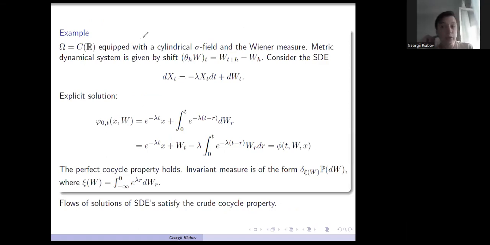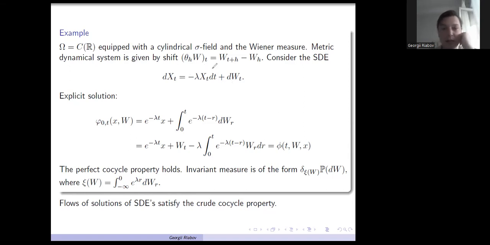Let's look at a very simple example where a stochastic differential equation actually gives the perfect cocycle. So this is the equation for the Ornstein-Uhlenbeck process. Lambda is bigger than 0, and we consider the stochastic differential equation dx_t equals minus lambda x_t dt plus dW_t, where W is the Brownian motion.